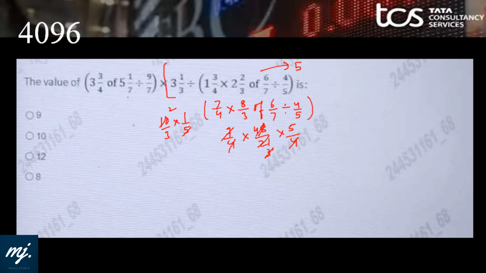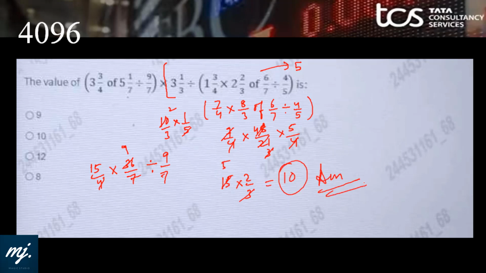Now this one is 3 by 4, would be 15 by 4 into 36 by 7 divided by 9 by 7. So first it would be 9 by 7, 9 by 7. And when divided by 9 by 7, it will be gone, it will be 15 itself. So the remaining part is 15 into 2 by 3. That is 5 into 2, that is 10. Answer to this would be 10, that is in option B.